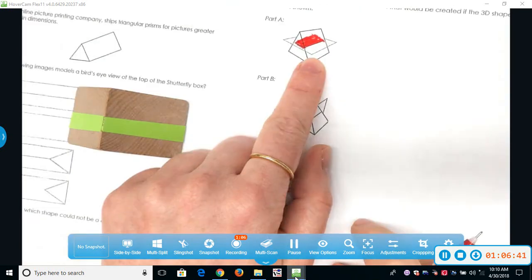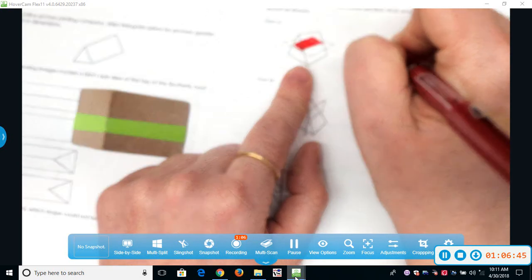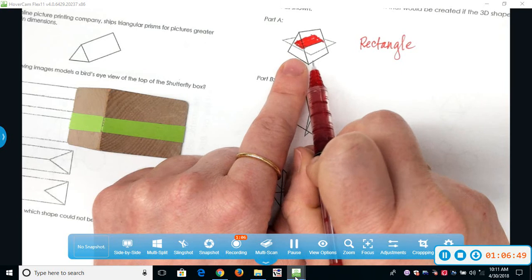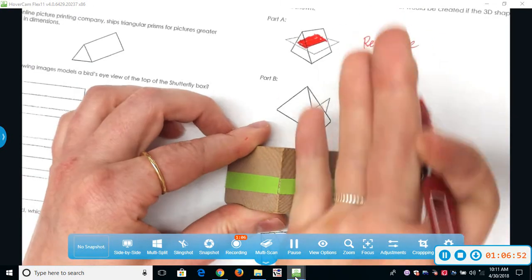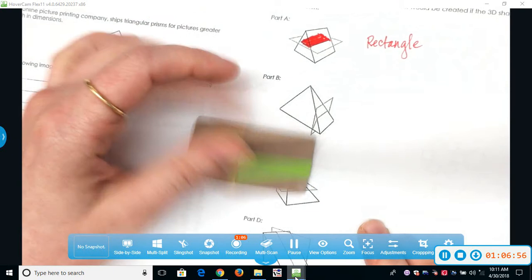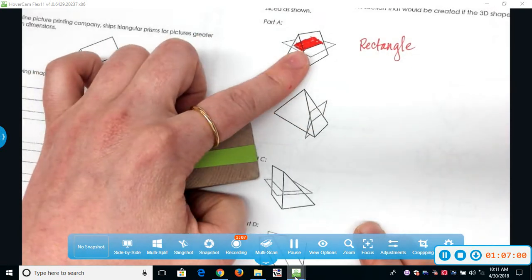Imagine cutting. I would go with rectangle. I know it does kind of look like a rhombus because of the angle. But you're sawing along a 3D shape. So if I cut the top off of that triangle, flip it up, what you're going to see is a flat top, and it's going to be a rectangle.